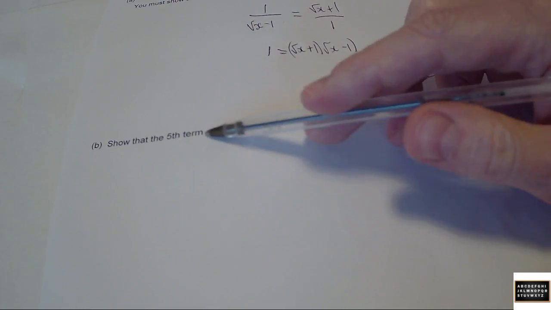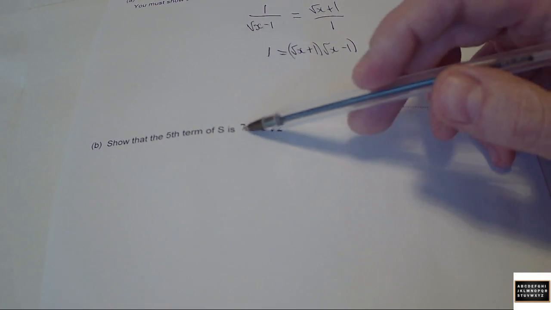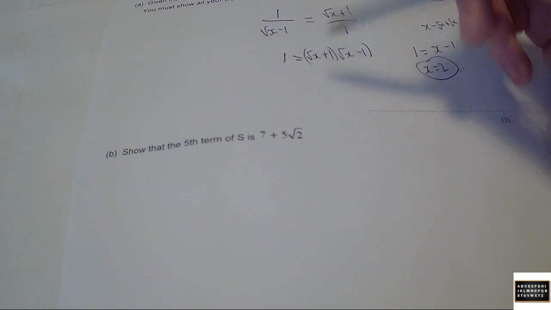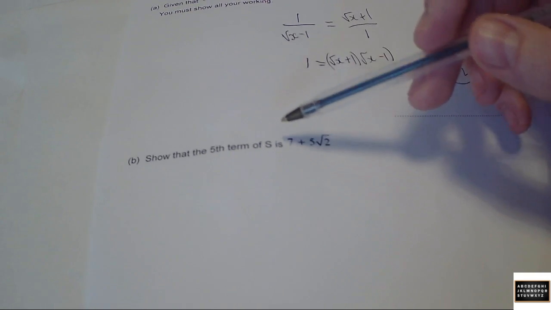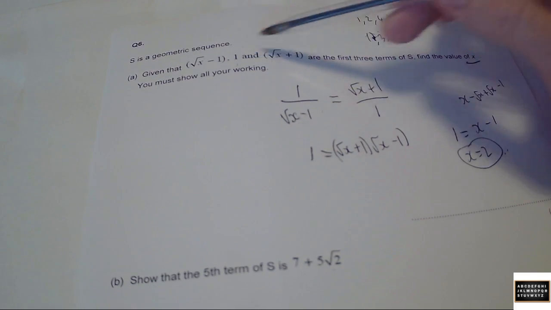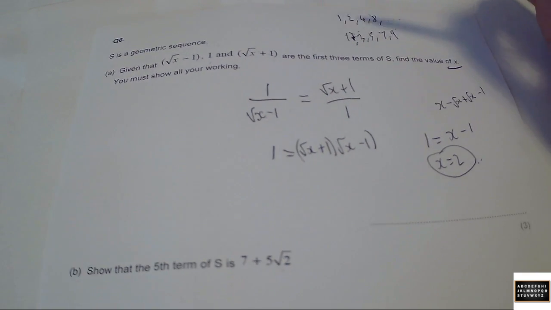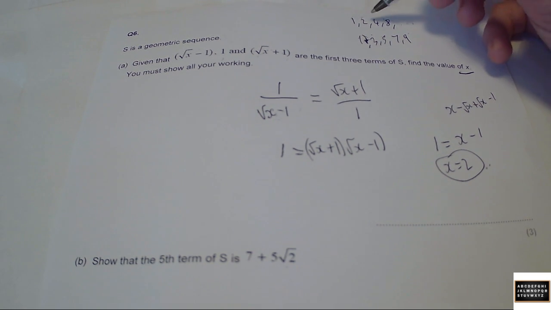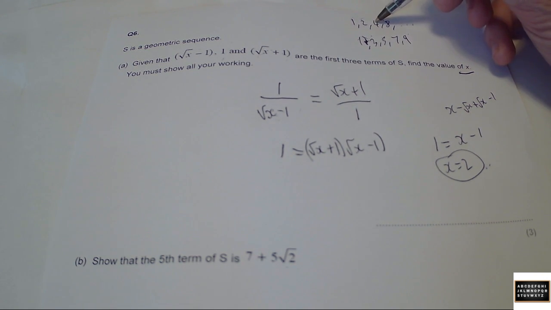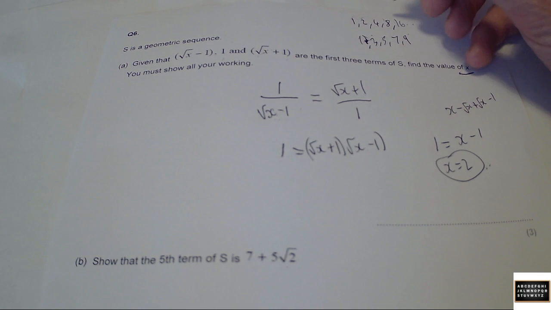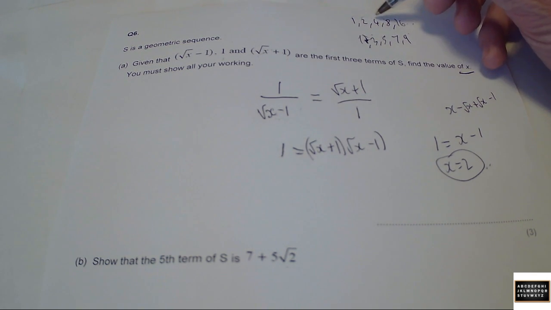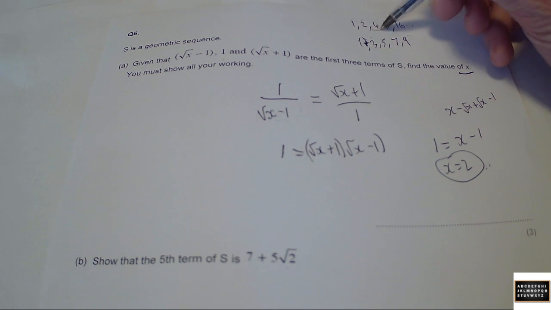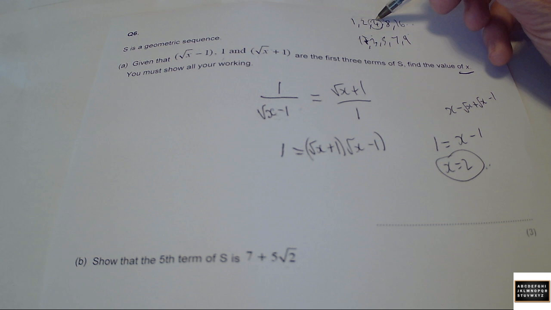Down here it says, show that the 5th term of s is 7 plus 5 root 2. Okay, so this is quite an interesting twist on the problem. It's saying, now that you've got the first 3 terms, work out the 5th term. Well, I want to go back to my example up here. Here are the first 3 terms of the geometric sequence, for example. We know the common multiplier is 2. If I wanted to work out the 5th term, which I already know is going to be 16, how would I be able to do that from the common ratio? Well, if I know it's times by 2 each time, I can take this 3rd term, multiply it by 2, and multiply it by 2 again.